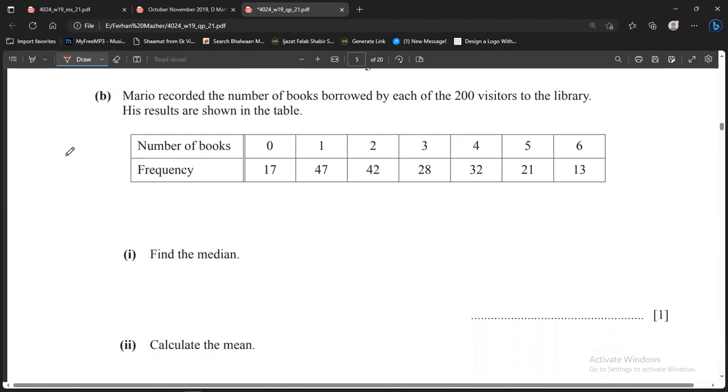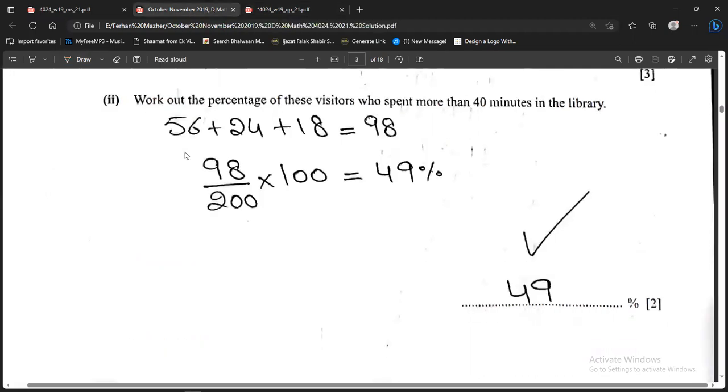The question is find the median. If you want to find the median, you need to find the cumulative frequency.